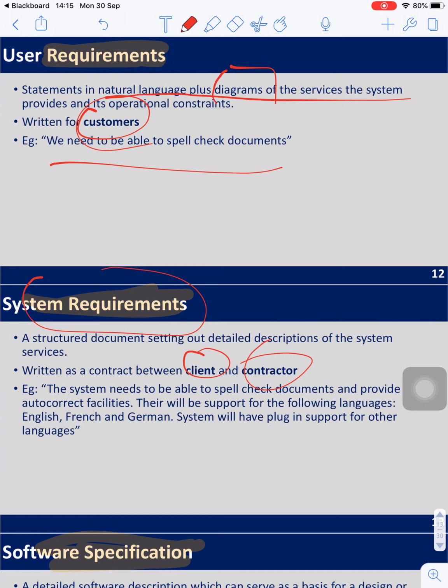And business analysis is also a STEAM subject, and maybe we can say that it is written for some professionals with bachelor degrees, structured document setting out the detailed description of the system services. And the system needs to be maybe able to check the spelling document, provide the auto-correct facilities. There will be support for the following language: English, French, German. System will have plugin support for other language.